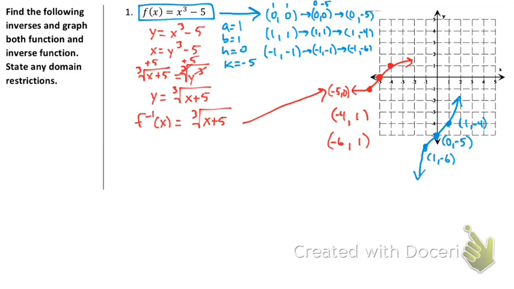So anytime you want to find the inverse graph of a function, find the original function, graph it using A, B, H, and K, and to quickly find its inverse graph, you just flip-flop X and Y, and it should give you the inverse graph. All right, let's move on.